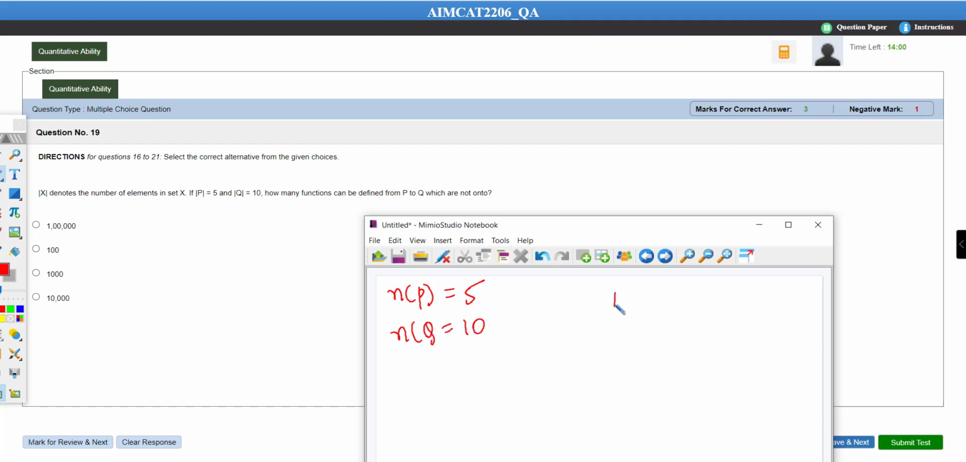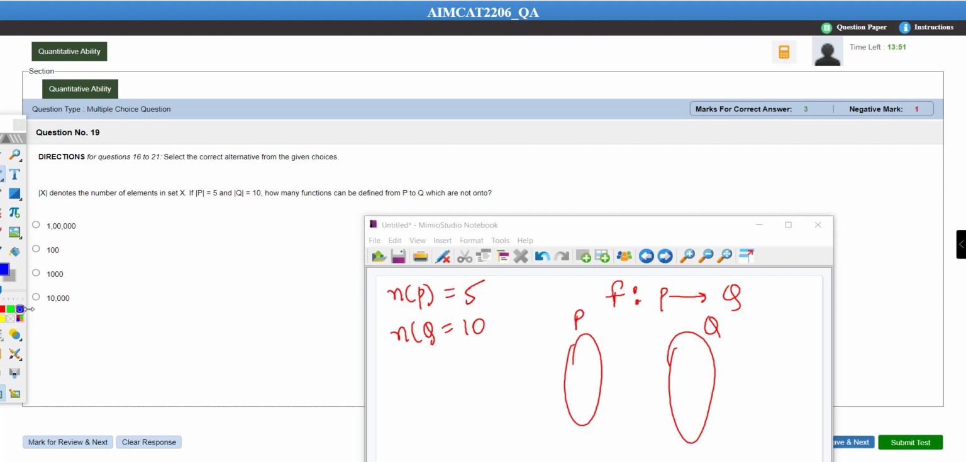Okay, so we want to define a function from set p to set q which is not onto. This is set p, this is set q. In set p the number of elements is 5, 1 2 3 4 5, and in set q the number of elements is 10, a b c d e f g h and so on. Total 10 elements are there. So we can see that every function defined from p to q cannot be onto. We cannot define an onto function from p to q because the number of elements in q is more than that of p. So every function is not onto.